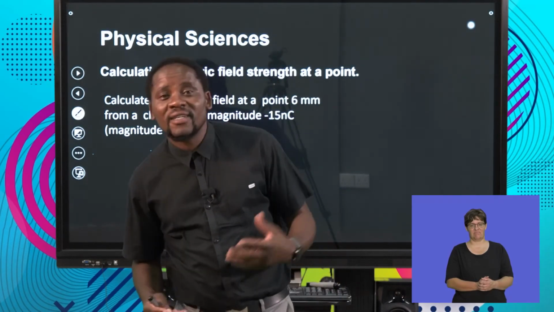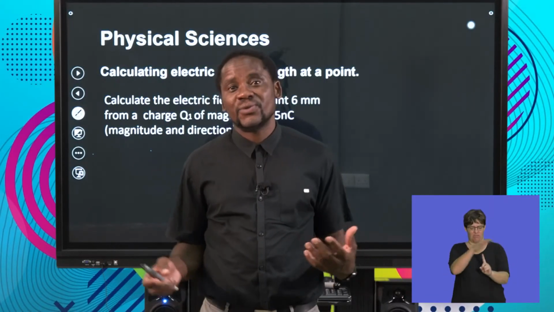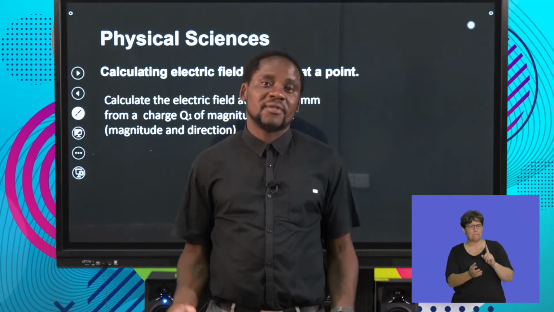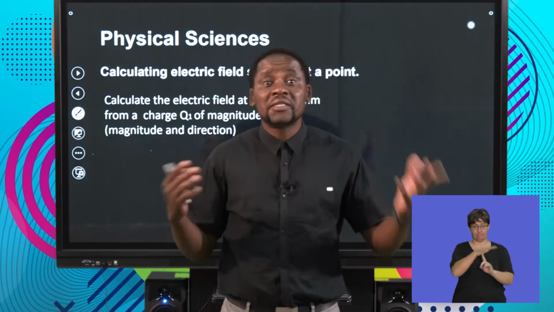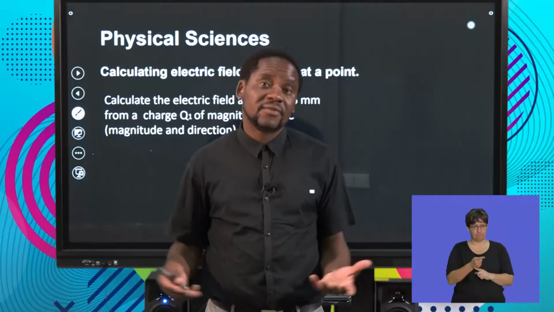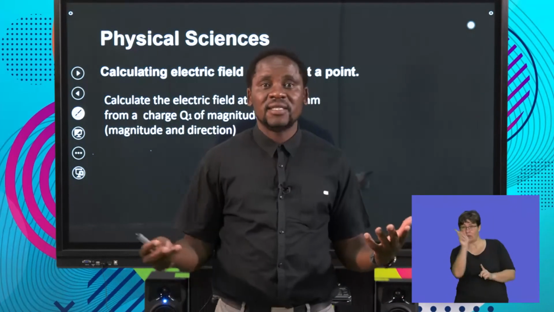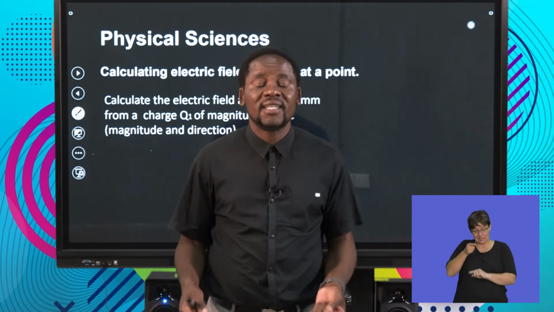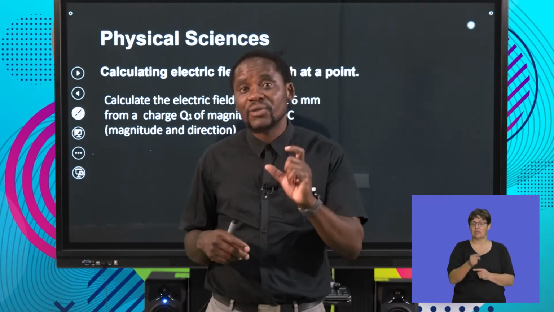Welcome to our third and final segment of our session. We're still talking electric fields. We've looked at how to determine electric field at a point due to a charge that creates the field. Now we want to look at a typical example of the calculations around electric field at a point in terms of magnitude and direction. Why both? Because we've emphasized that electric field at a point is a vector quantity, so we need to emphasize the importance of direction.